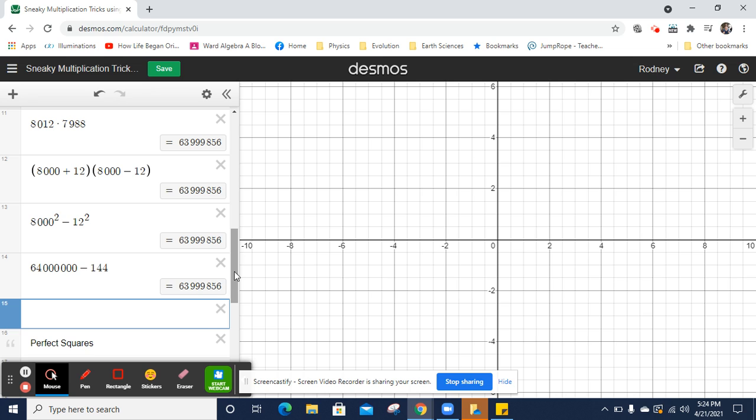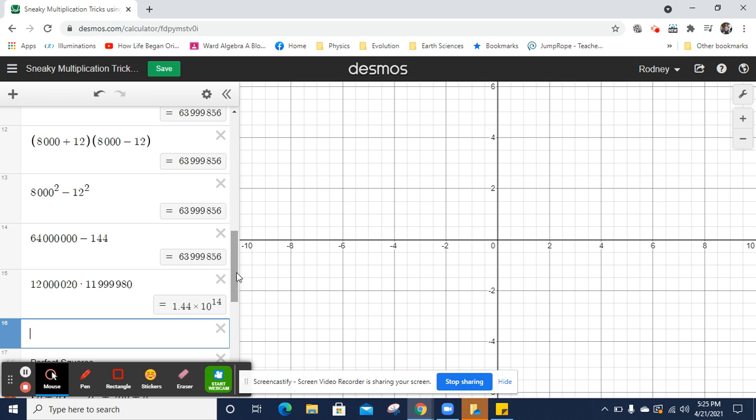Here's what I'll do. I'll do 12 million 20. Did I get the right number of places? Yes, 12,020,000 times 11,999,980. Okay, and you can see here it's giving me this number, but I'm going to go ahead and work it out. So let's see, this is 20 more than 12 million, and this is 20 less than 12 million.